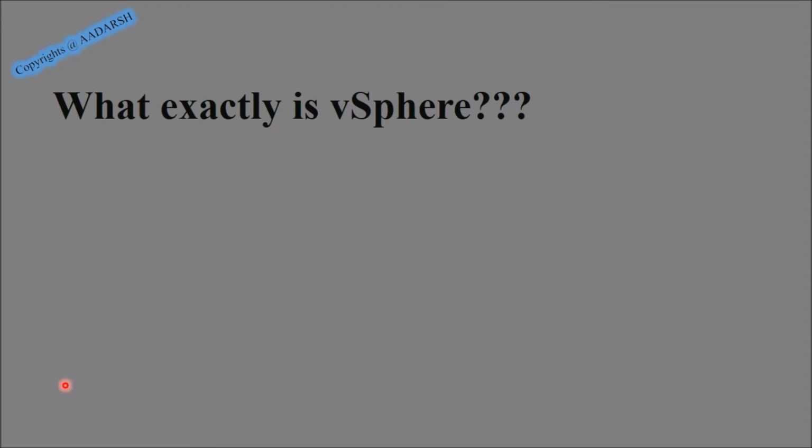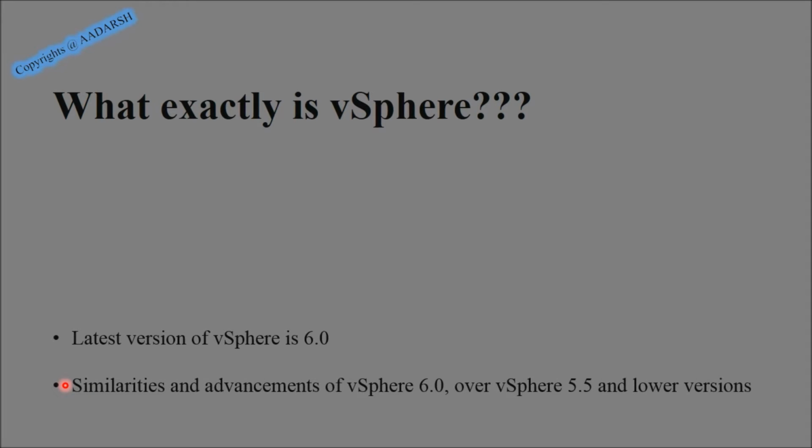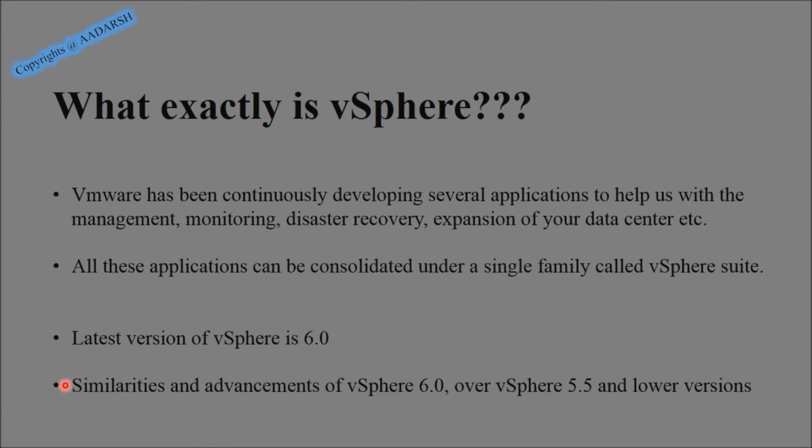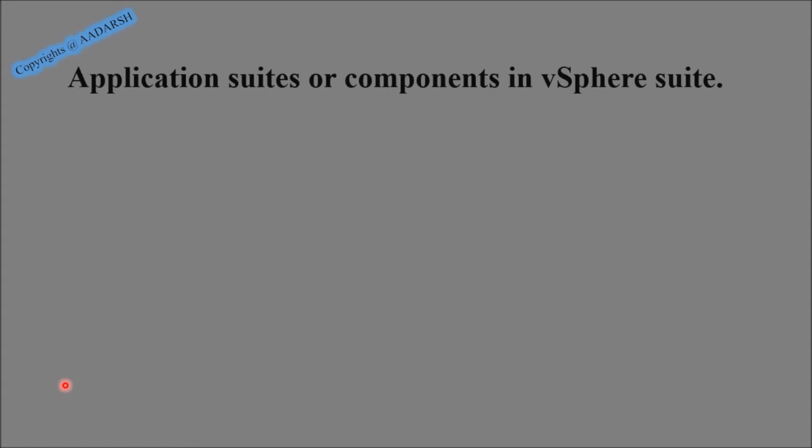What exactly is vSphere? It's been so long that VMware has been into virtualization now. The latest version of vSphere is 6.0. I am gonna discuss some similarities and advancements of vSphere 6.0 over vSphere 5.5 and lower versions. VMware has been continuously developing several applications to help us with the management, monitoring, disaster recovery, expansion of your data center etc. All these applications can be consolidated under a single family called vSphere. Let's get into some of the application suites in vSphere.